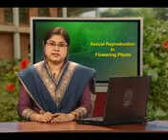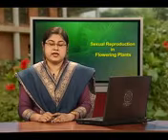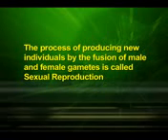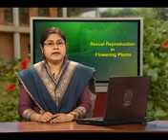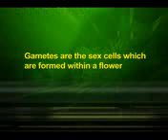So first we will discuss about flower, which is a fascinating organ of sexual reproduction in angiosperms. The process of producing new individuals by the fusion of male and female gametes is called sexual reproduction. It is supposed to be an advanced stage in the life history of a plant. Gametes are the sex cells which are formed within a flower.